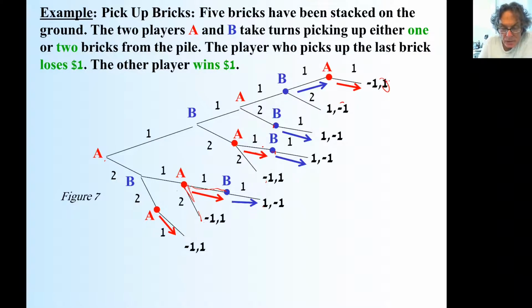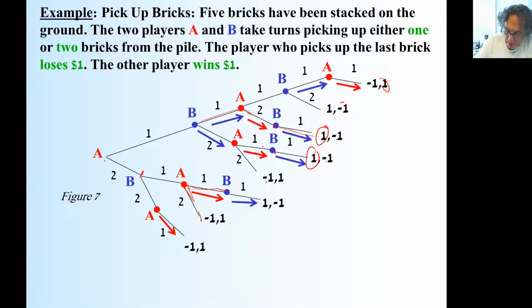Good. Here, if I go for two, I win. If I go for one, it continues like this and I lose. So clearly I pick up two. Here for B, it doesn't matter what she does. If she goes like this, she loses. If she goes like that, she loses. So she can choose whatever she wants. I put two arrows because she can do whatever she wants. But what will be the outcome here? One wins.